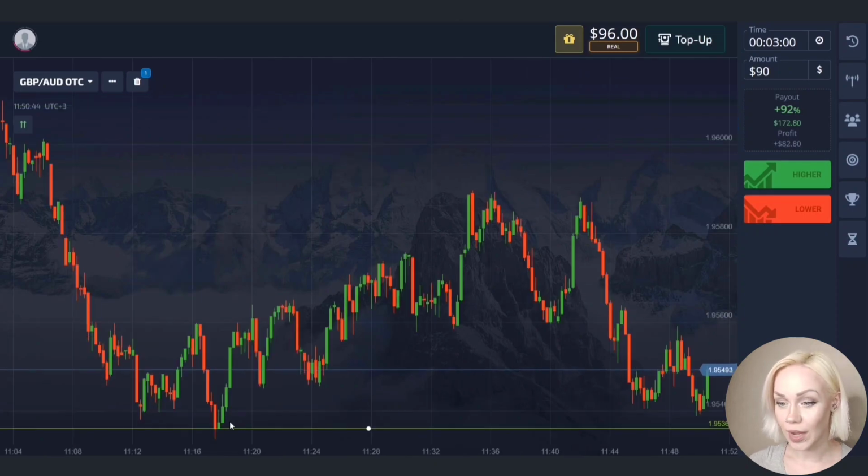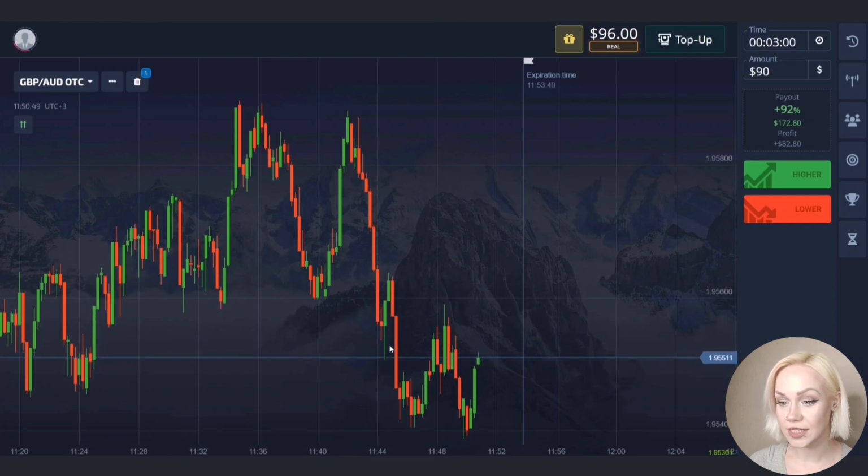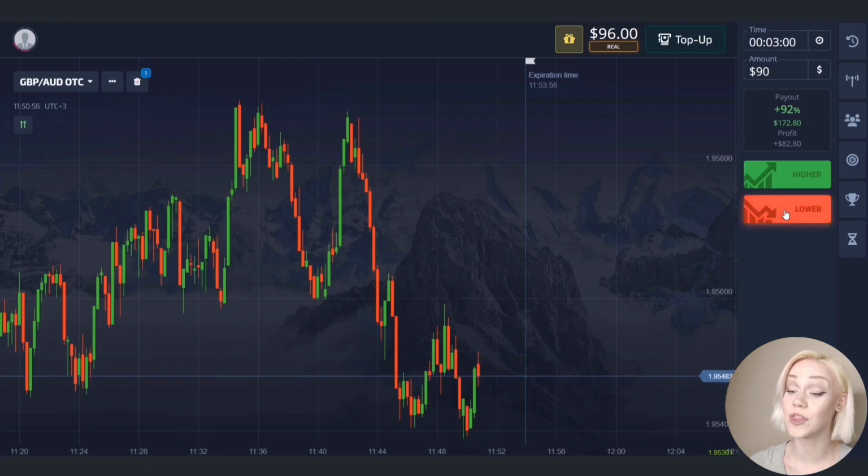Here at the bottom, we have the level of support. We also see that there was a confident downward movement here. The price is approaching our level. There is also an upward pullback. In this case, we will open a trade for a fall for 3 minutes.